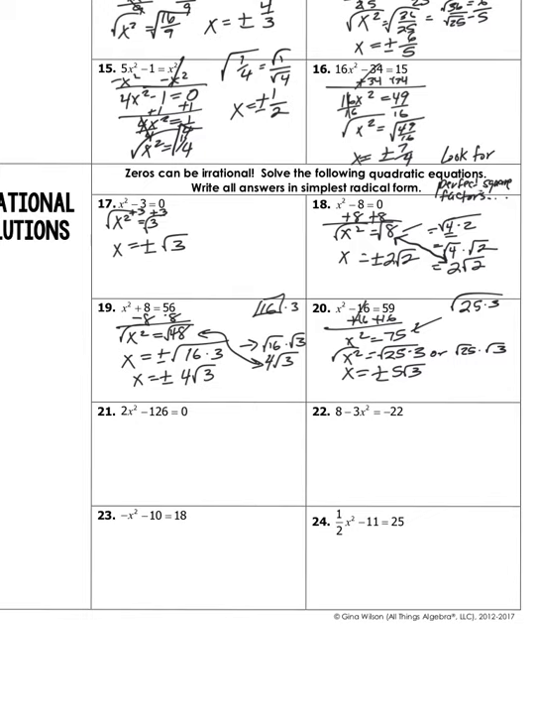Number 21, add 126. Divide by 2. And we need a perfect square factor that goes into 63. How about the square root of 9 times 7? Or the square root of 9 times the square root of 7. The square root of 9 is 3, so this would be plus or minus 3 times the square root of 7.